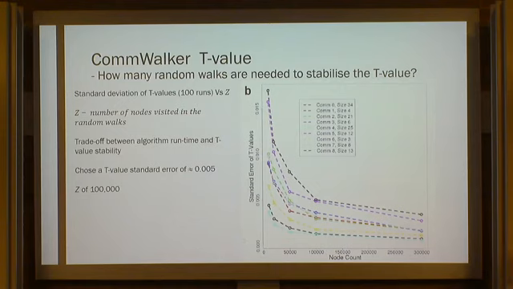So this is just some examples here. It turns out that once you've walked through around 100,000 nodes, your t-value standard error is about 0.005. So probably that's good enough to make an estimate. If two things are that close in t-value, then you wouldn't be able to tell the difference between them, but otherwise we're probably okay.